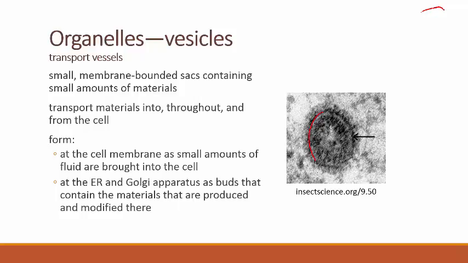But we see a membrane around it that is built of a bilayer of plasma membrane, just like the cell membrane is. And it's used to transport materials through the cell, to bring materials into the cell, and to remove materials from the cell. And these form at the cell membrane as small amounts of fluid are brought into the cell. So this is the cell membrane. Then a little pit can form here, and that pit will eventually close off.